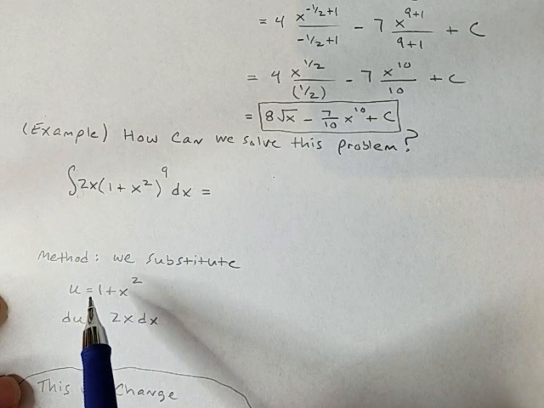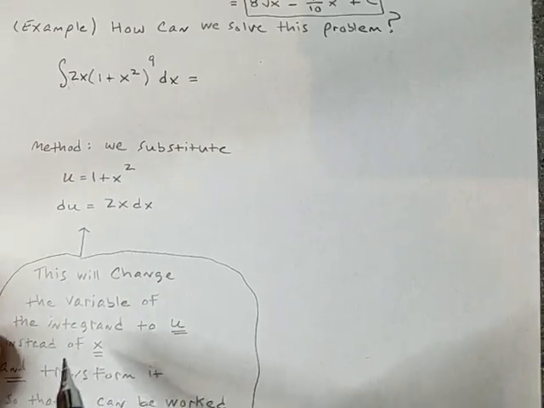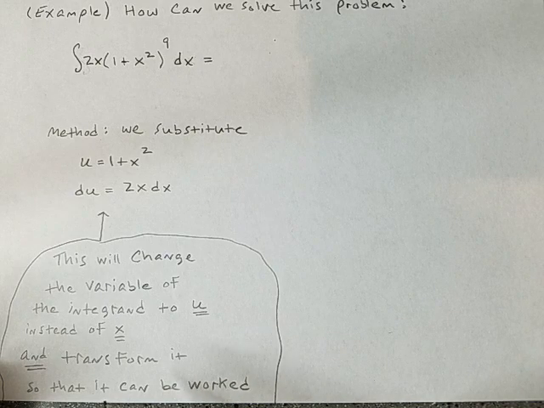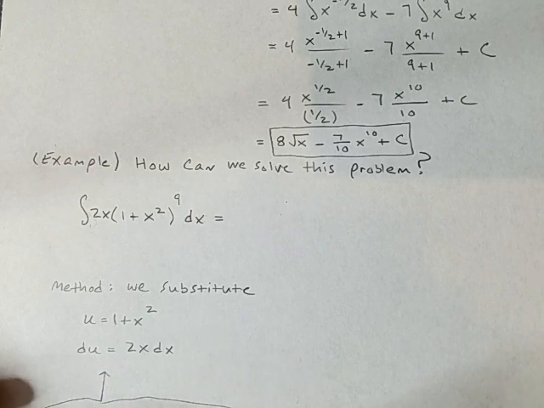And in place of 2x dx, we'll put du. All right? This will change the variable of the integrand to u instead of x, and it will transform it so that we can work it. This substitution will turn this into a problem that we can do.